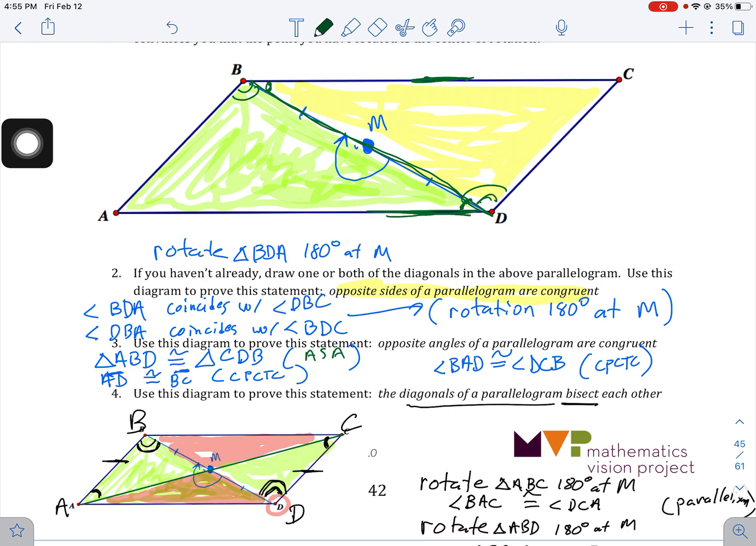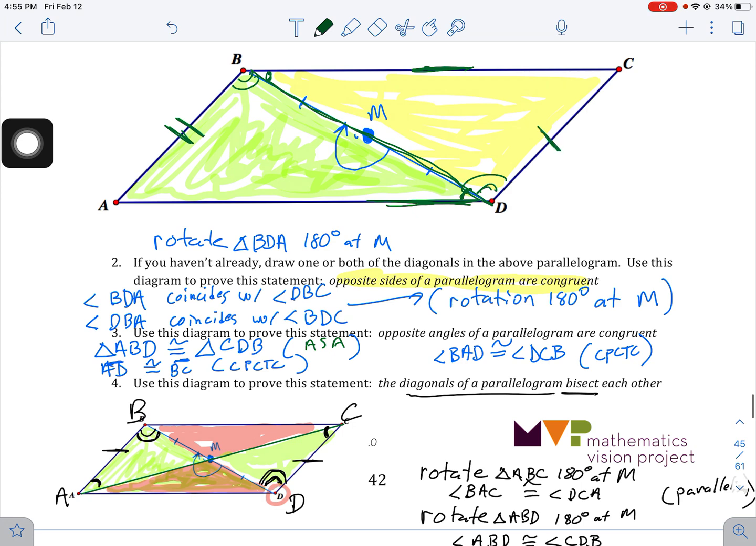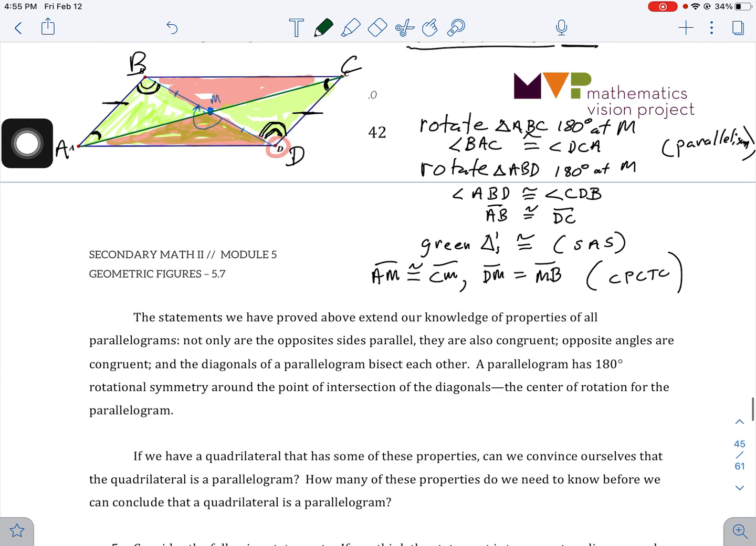Okay. Now, when we have two congruent triangles, then the corresponding parts must also be congruent. So one of the things we can say is that AB, which corresponds to DC, those opposite sides are congruent. We can also say that BAD and DCB, because it's the two congruent triangles, those angles are also congruent.